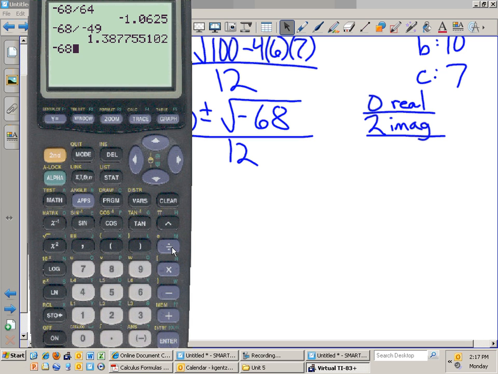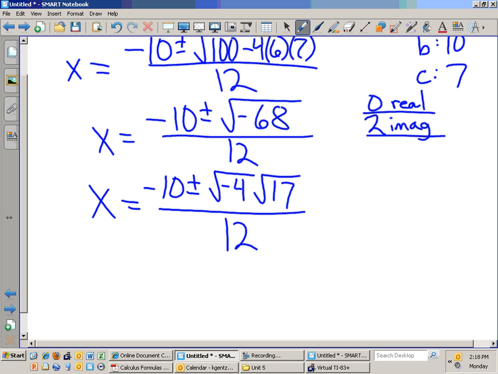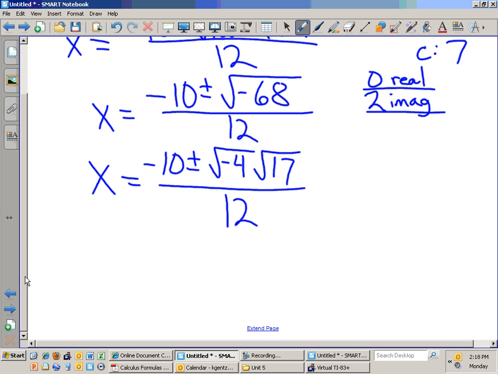Negative 68 divided by negative 4 is positive 17. So negative 4 and 17 is how I'm going to divide up my square root. And so it will look like this. X equals negative 10 plus or minus the square root of negative 4 times the square root of 17, all divided by 12. We're almost done. What is the square root of negative 4? 2i.